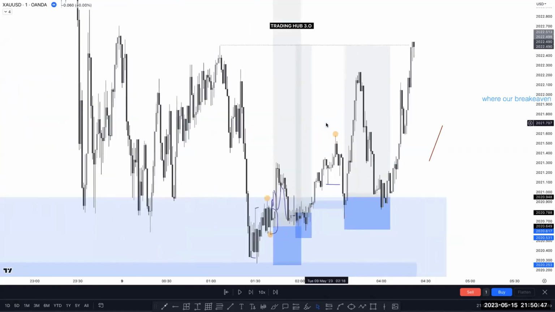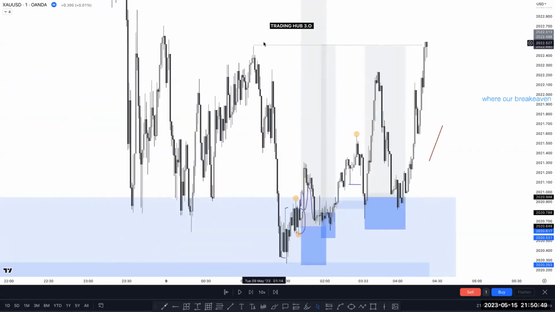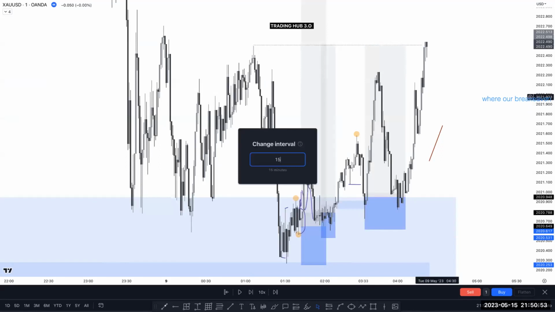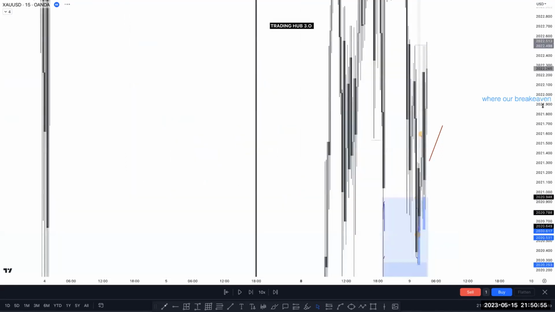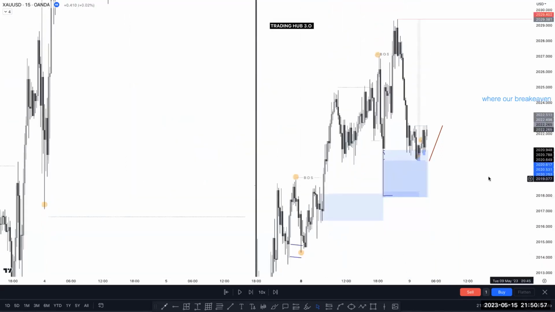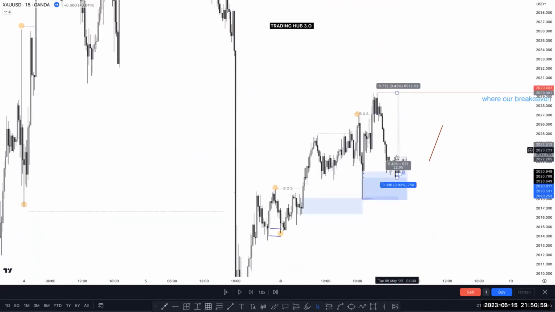Where is our break-even? At this point, because this is a 1 minute time structure, if you switch here to a 15-minute time frame, then you will see a big difference. Look at this one. The 15-minute high is here. This is our first break-even point. Or you can take a small partial here also.